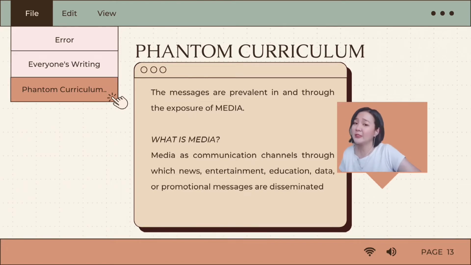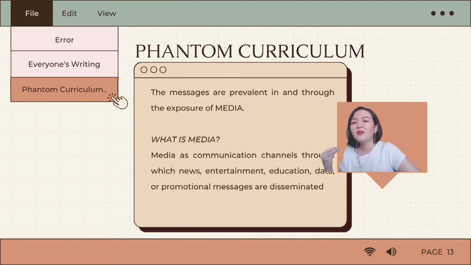That seems like a pretty definition, but we have to ask ourselves, how do we define media today? What does this term media mean for us and our students? We define media as communication channels through which news, entertainment, education, data, or promotional messages are disseminated. So media includes every broadcasting and narrowcasting medium such as newspapers, magazines, TV, radio, billboards, direct mail, telephone, fax, and the internet. That's a lot of sources of information actually.